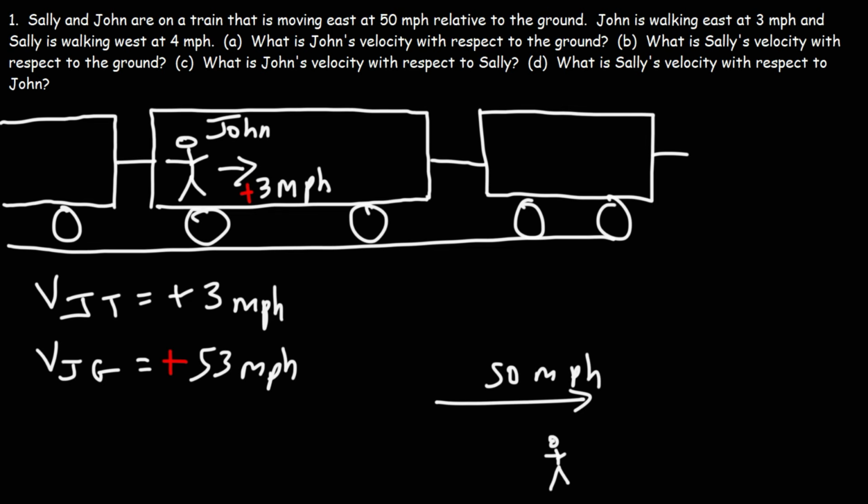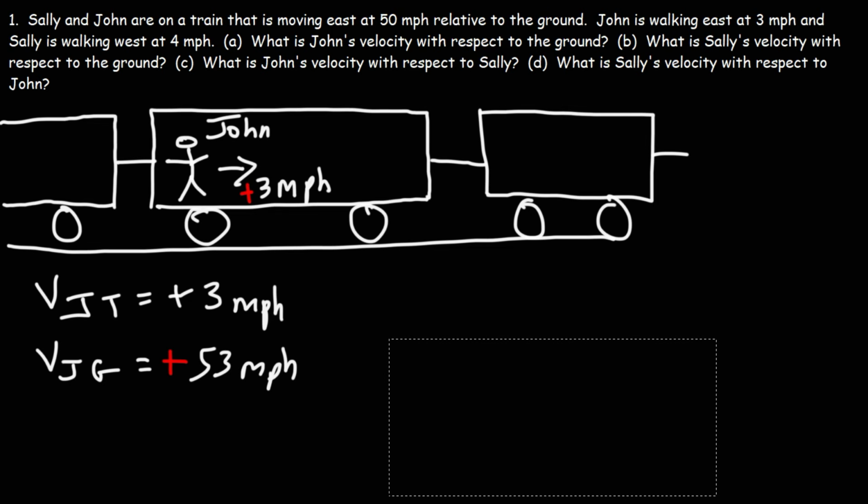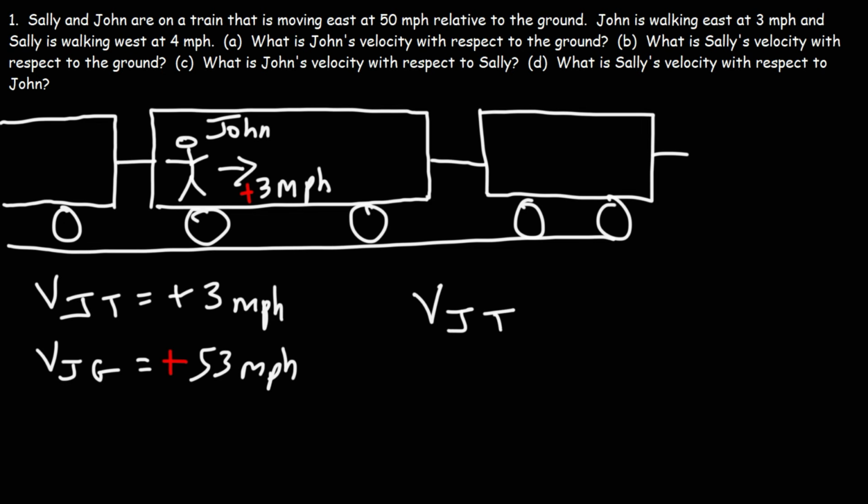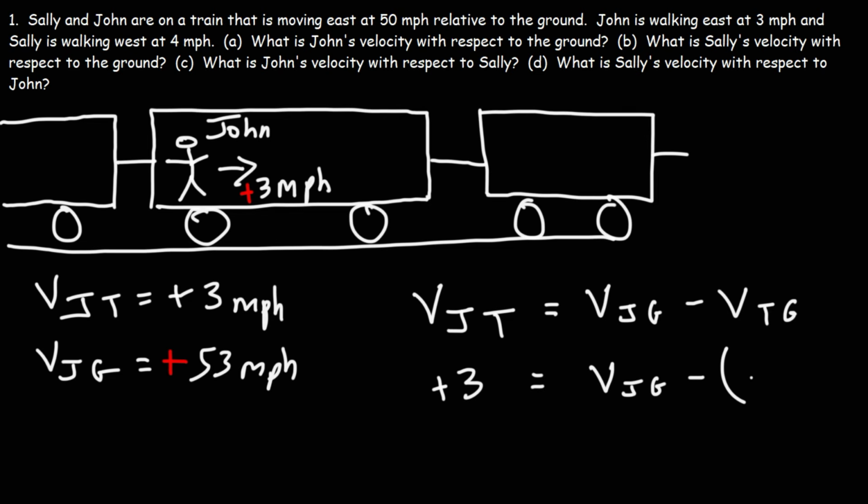Now, for those of you who like to use a formula to see the calculations, here's what you can do. John's velocity with respect to the train, in other words VJT, is going to be VJ with respect to the ground minus VT with respect to the ground. So VJT, John's velocity with respect to the train, is positive 3. We're looking for John's velocity with respect to the ground. And the train's velocity with respect to the ground, we know it's positive 50.